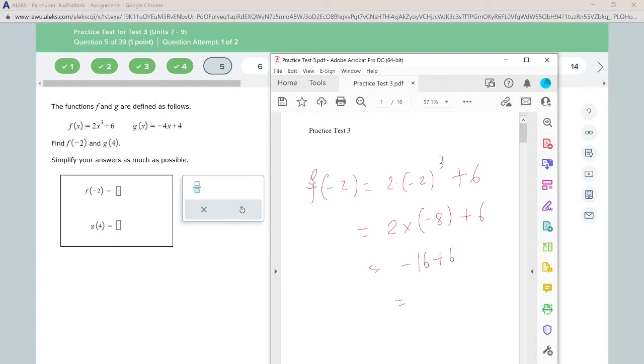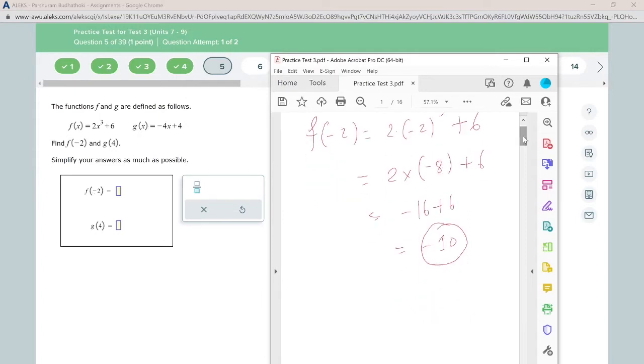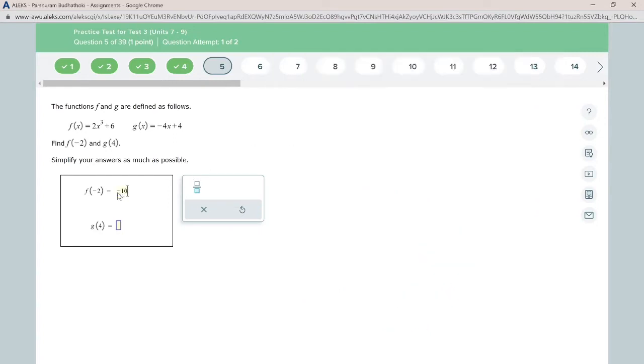And if you add this, because there is a negative sign and a positive sign, you have to subtract. And finally, the answer is -10 for f of -2. You can do the same thing for g at 4, just replace x by 4 and do the calculation. 4 times 4 is 16 plus 4 is 20. So the answers are -10 and +20.